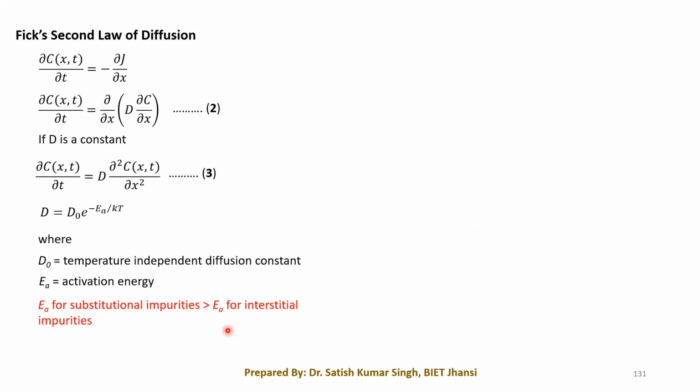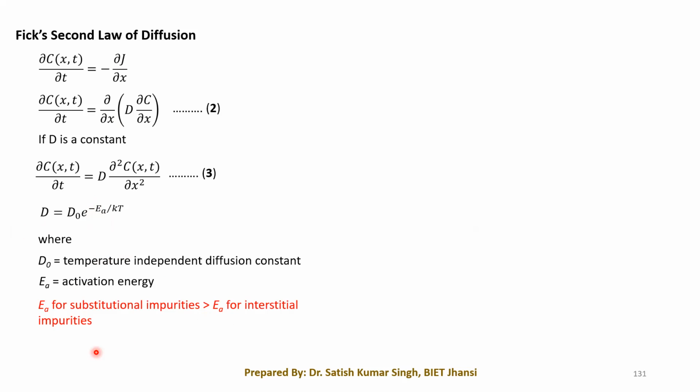It is experimentally found that the diffusion constant for substitutional impurities is normally very small, and they cannot diffuse very fast because it requires lots of energy. The energy required is much more in the case of substitutional impurities, and therefore interstitial impurities move very fast because they have a higher value of the diffusion coefficient.